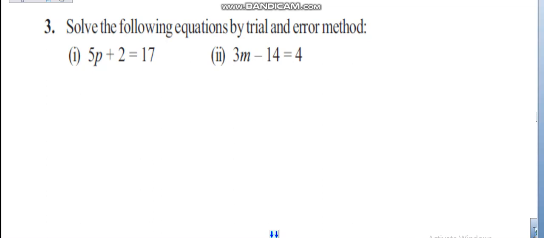For this I am taking the first part. Now the first part is 5p plus 2 equals to 17. Trial means try it. Suppose I am taking p is 1. I am taking p equals to 1.